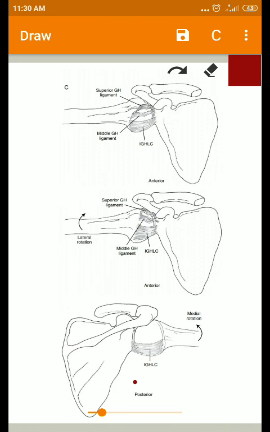When rotator cuff muscles are impaired, the main function is taken over by the coracohumeral ligament. This is about the functions of the ligaments of the glenohumeral joint.